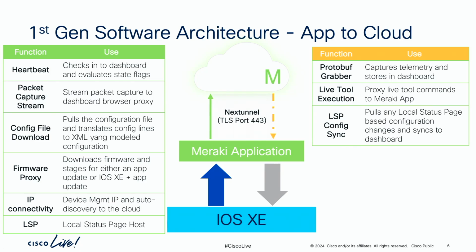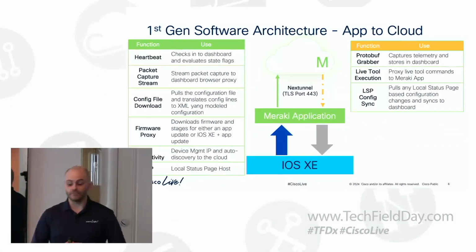We have a lot of communications happening from that application to the cloud. And we've left iOS XE to do what it does well, which is route packets, switch packets, and perform a lot of security functions. But that application actually does a ton of stuff to talk to dashboard. It's an abstraction layer so that we can push a config and then deploy that locally to the box.